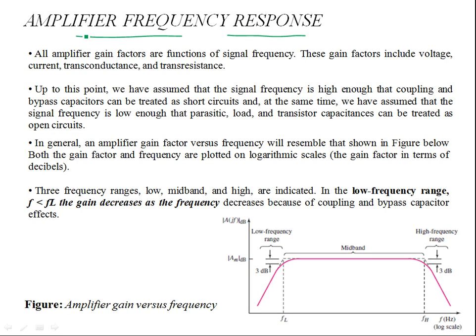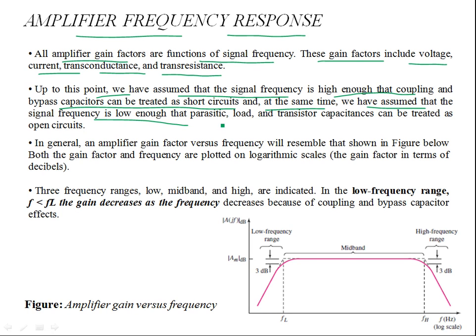To start with, all the amplifier gain factors are functions of signal frequency, and these gain factors include the voltage gain, current gain, transconductance gain, and the transresistance gains. Up to this point we have assumed that the signal frequency is high enough so that the coupling and the bypass capacitors can be treated as short circuits, and at the same time we have assumed that the signal frequency is low enough such that the parasitic, load, and the transistors' internal capacitances can be treated as open circuits. Now there are two different groups of capacitances.